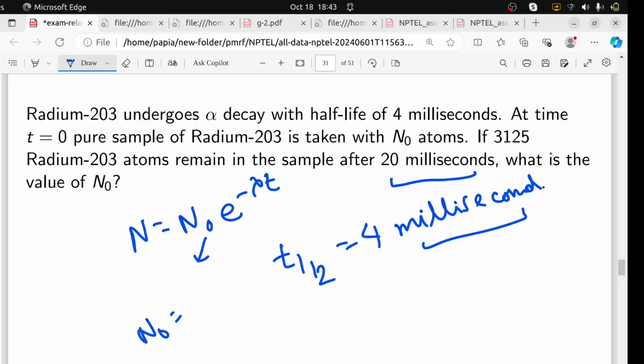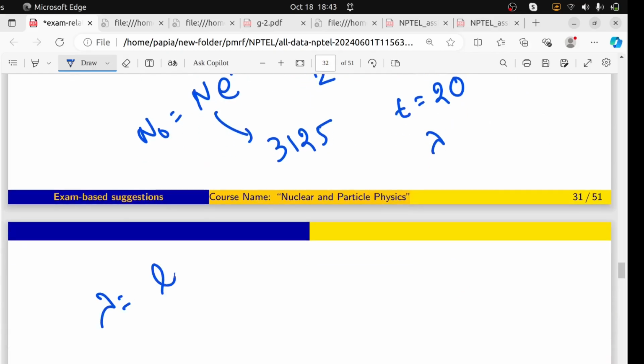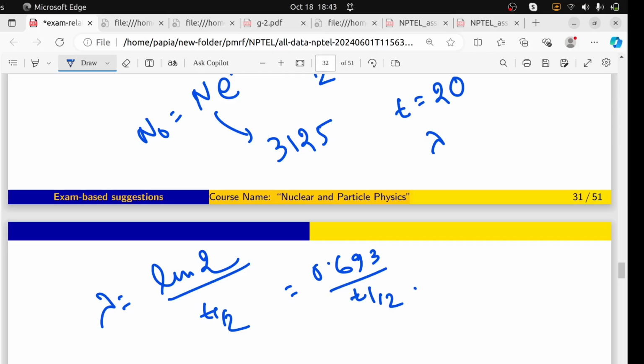So I am quickly writing the value of N0. N0 will be N times e to the power lambda t, because it will come here. Okay, very good. So what is N here? N is already given directly, 3125. And T is given as 20 millisecond, right? After 20 millisecond. Now we need to know the lambda value only. Lambda is ln2 divided by T half, so 0.693 divided by T half.